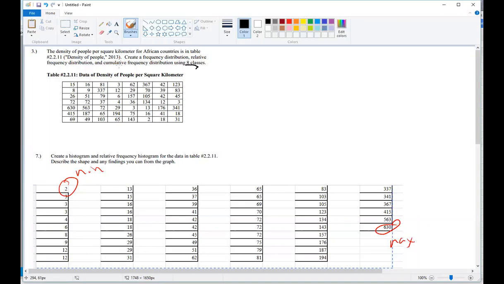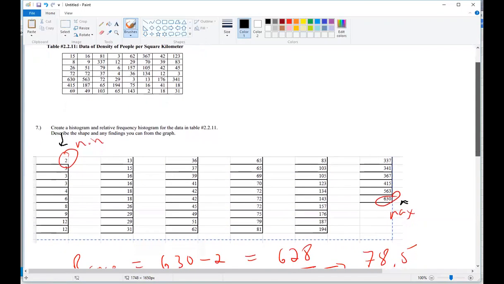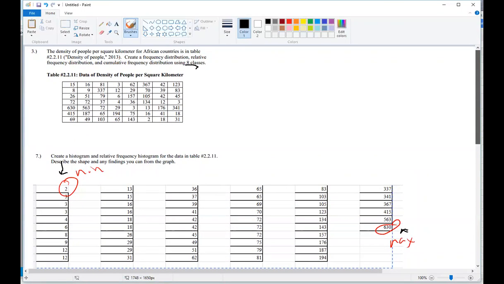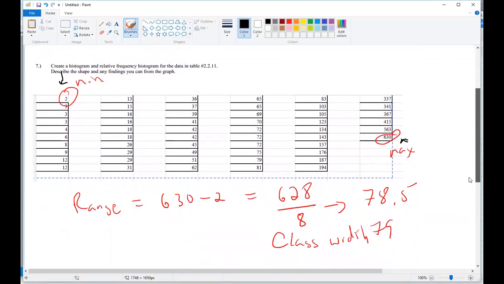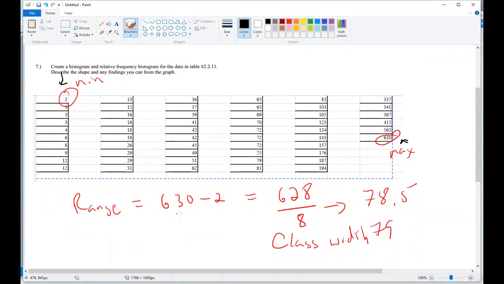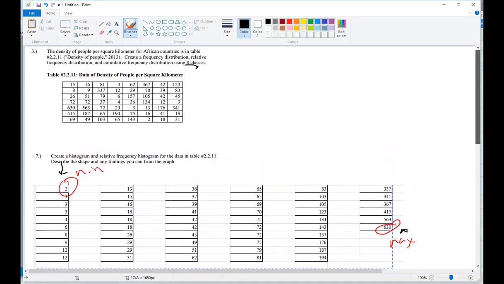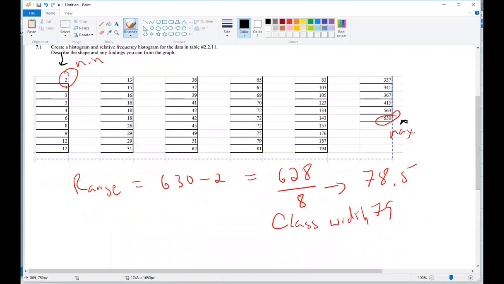And so what I saw is the minimum value was 2 and the maximum value was 630. So I need to find the range, because in order to set up my frequency table, I have to decide on the range. If I subtract the max minus the min, I get 628. Then they told me in the problem to use 8 classes, so I divided by 8, and that came to 78.5. And they said in the instructions, and it makes it a lot easier, to round up. So we have a class width of 79.